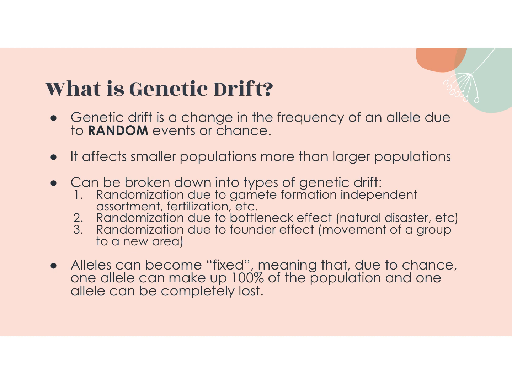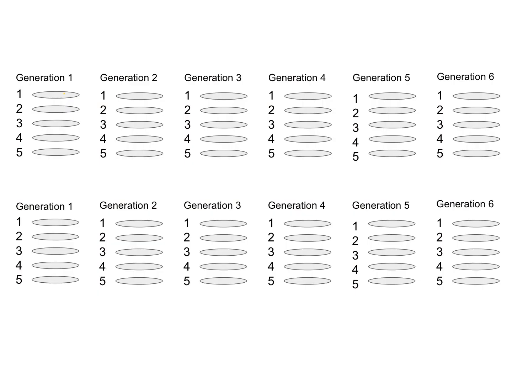Now, in some cases, alleles can become fixed, meaning that due solely to chance, one allele in the next generation can make up 100% of the population, and some alleles may be completely lost in that population. So we're going to be modeling these concepts. We're going to be doing this assignment called Genetically Drifting Worms, and this can be found in your notebook.